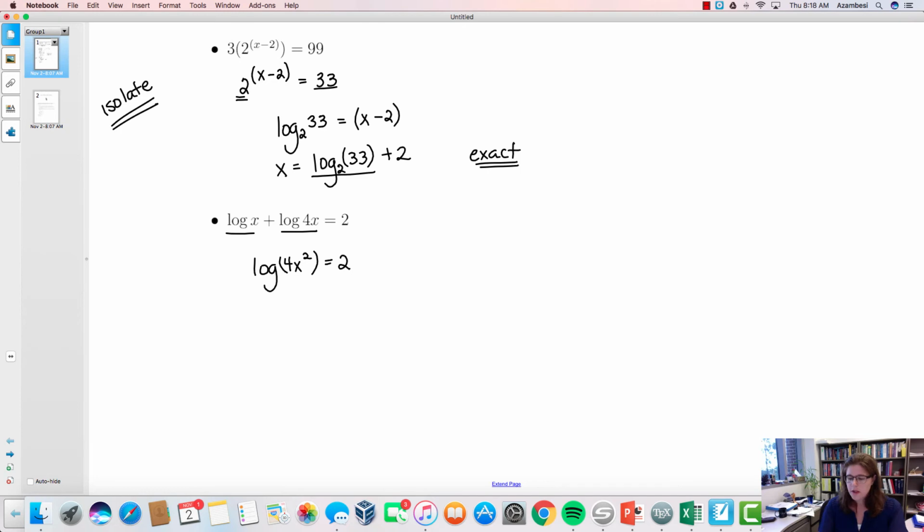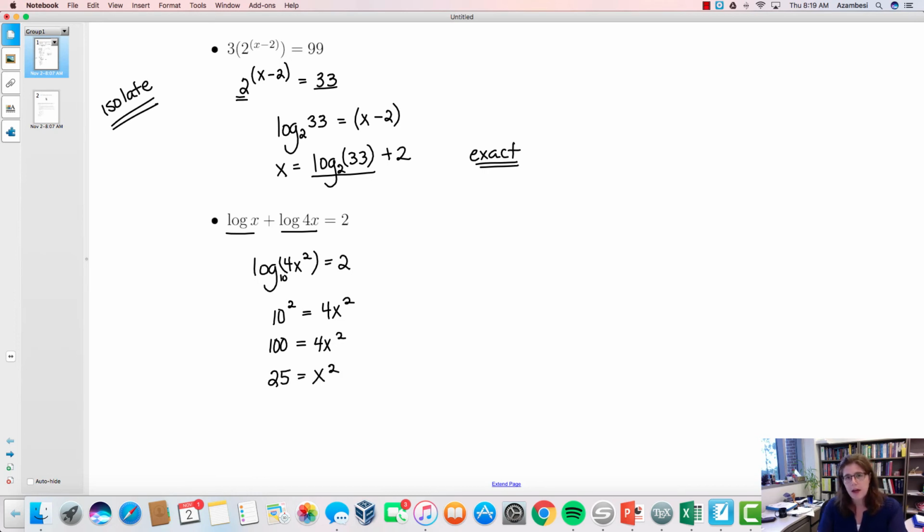So if I want to switch forms, remember that the log without a base showing is the common log, base 10. So I write this as 10 squared equal to 4x squared. Simplifying, 10 squared is 100 equal to 4x squared. Dividing by 4, I get 25 equal to x squared.